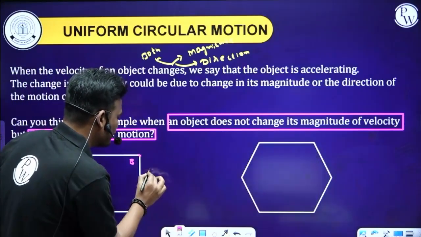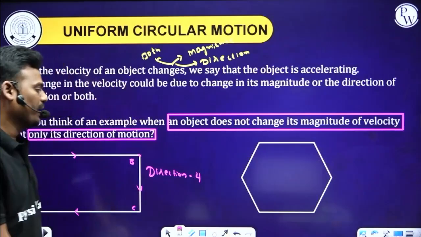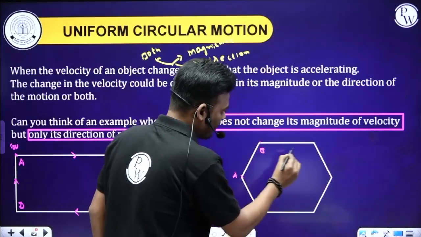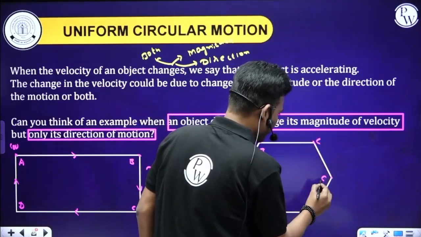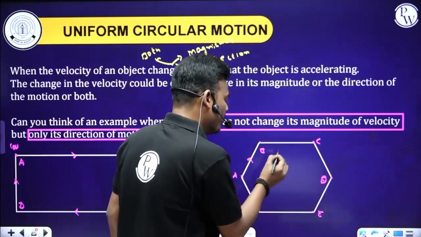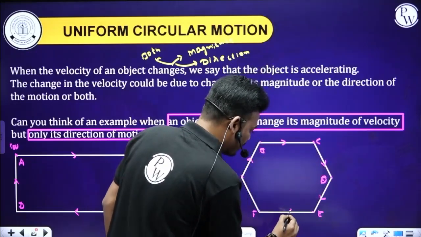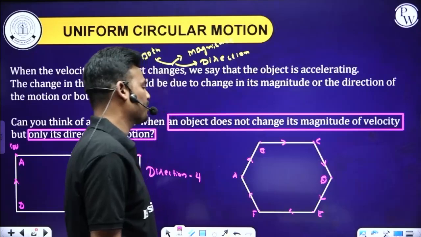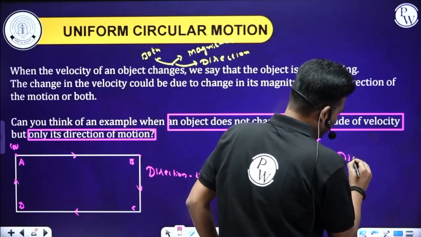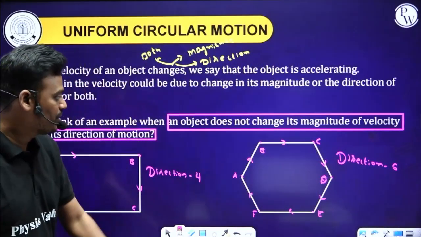So in this case, the direction is changing 4 times. Now let's consider A, B, C, and this is D, this is E, and this is F. A to B is one direction, B to C one direction, C to D one direction, D to E one direction, E to F one direction, and F to A one direction. 1, 2, 3, 4, 5, 6. The direction has changed 6 times.